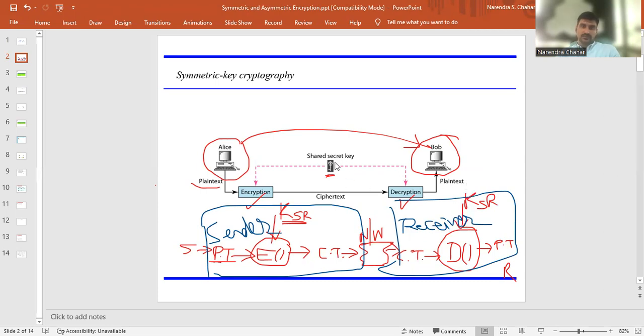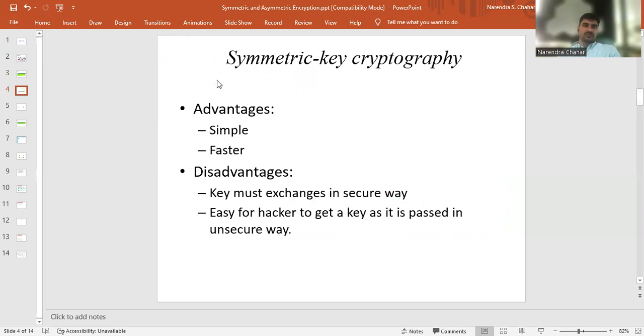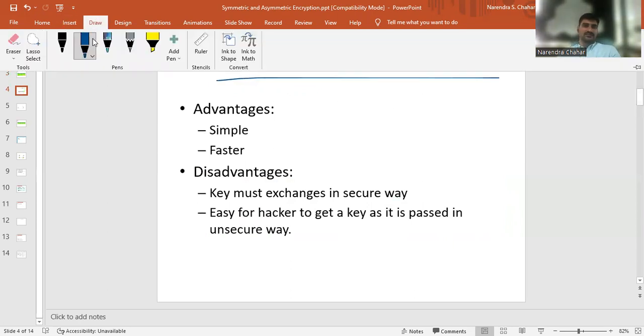So when we talk about symmetric cryptography, a common shared key is used for both encryption and decryption. As I told you, the same key is used: the sender uses it for encryption and the receiver uses it for decryption. The key is already shared, and the algorithms are Data Encryption Standard and 3DES. So these are the algorithms.